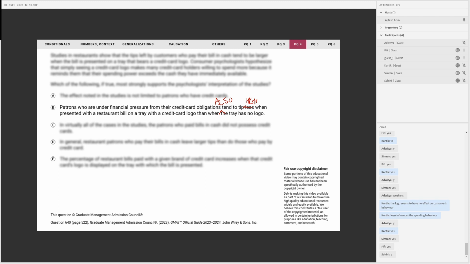Excellent. All right. So, yeah, the people with financial pressure, the ones who are facing financial pressure, if they tend to tip less, it means that the logo is reminding people of their spending power. If they also tip high, it means the logo is having some other effect. It's not the reminding of spending power that was in the hypothesis. Okay. Now over to you guys. What do we think about option C?